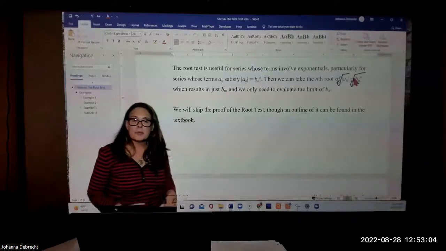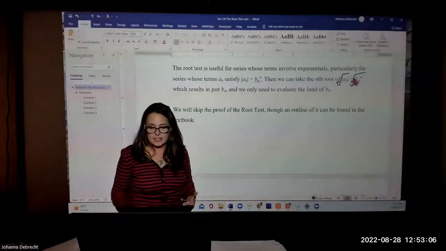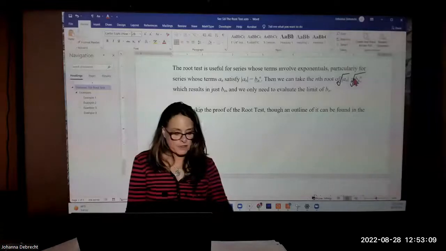We're going to again skip the proof for the root test, though you can find it in the textbook if you want to follow it along.